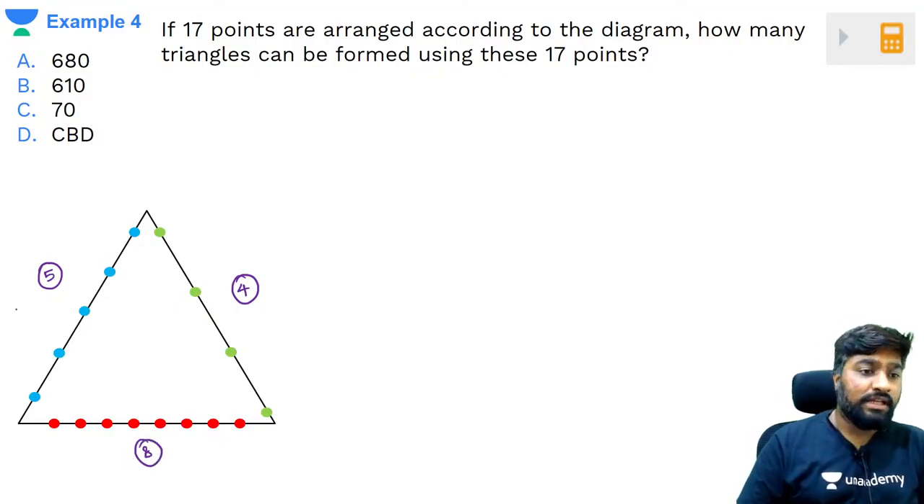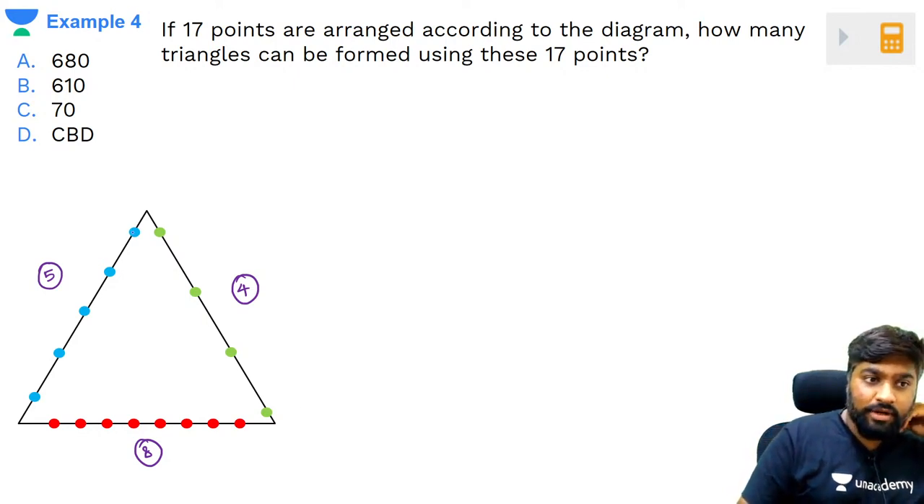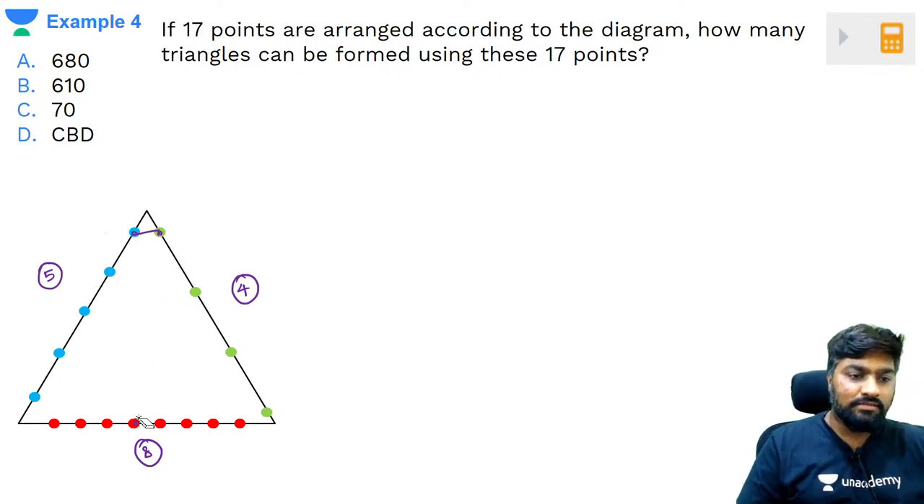We need to form triangles. Again, if we go for 1 point from here, 1 point from here, 1 point from here, I can form a triangle like this. Yes or no? This is a triangle. So if we can form triangles like these, this will be one case. Another case will be these 2 points and this is a triangle. Again, 2 points here with the red point like this could be a triangle. So there are too many possibilities, right?